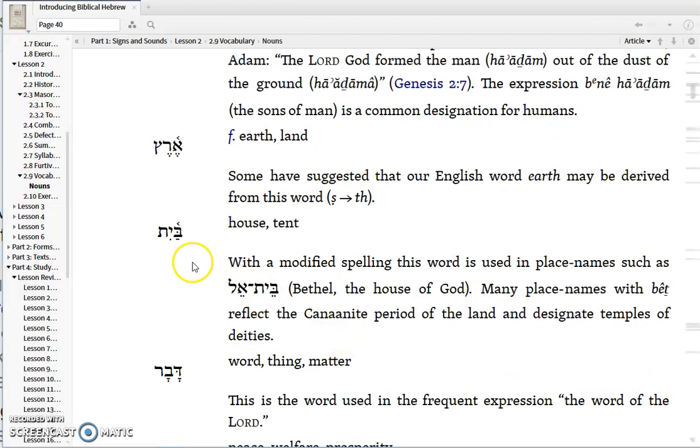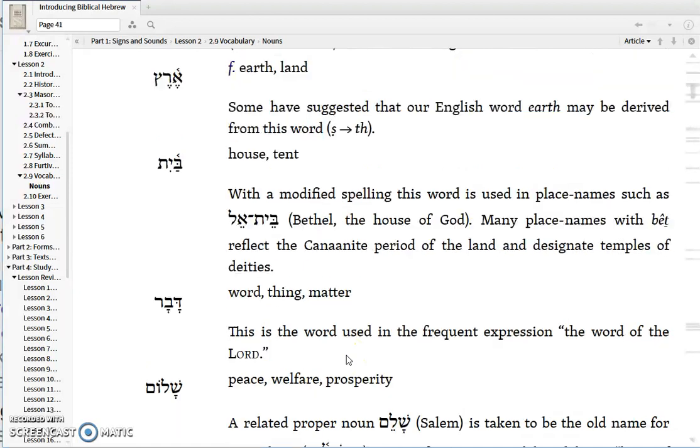Then you have the word bayit, which normally means house. Occasionally it can mean tent. Sometimes house of the Lord is used with the tent of meeting. And there's a modified spelling when it's in what's called construct. So if you want to talk about the house of God, that would be Beit El. So instead of bayit, it'll be pronounced beit. We'll explain how that works later on.